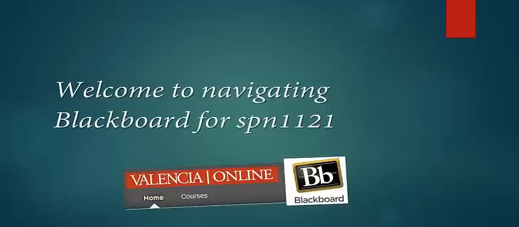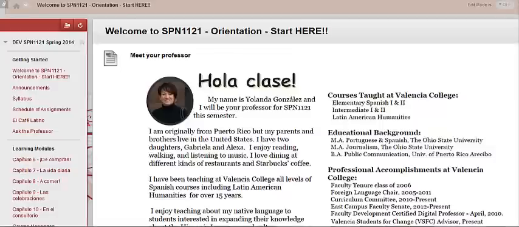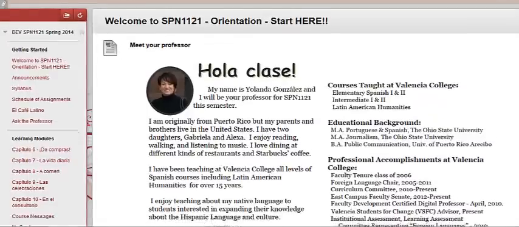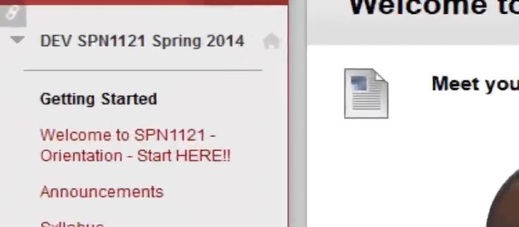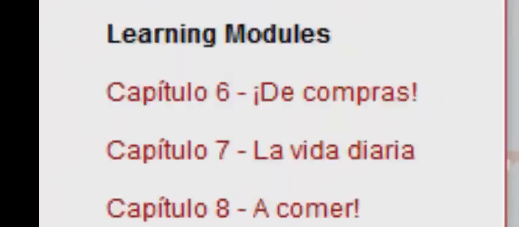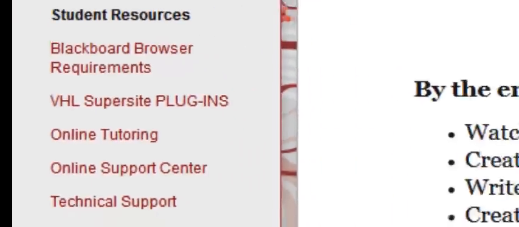This video has been created to provide you with the tools you need to get started and be successful in this course. So let's begin by showing you around. Once you log in on Blackboard, you will see that the course has three major sections listed on the left column: Getting Started, Learning Modules, and Student Resources.